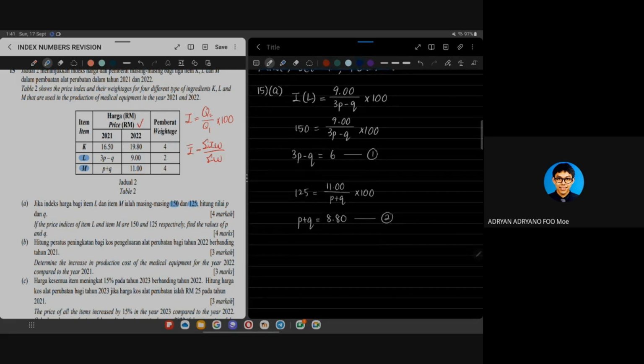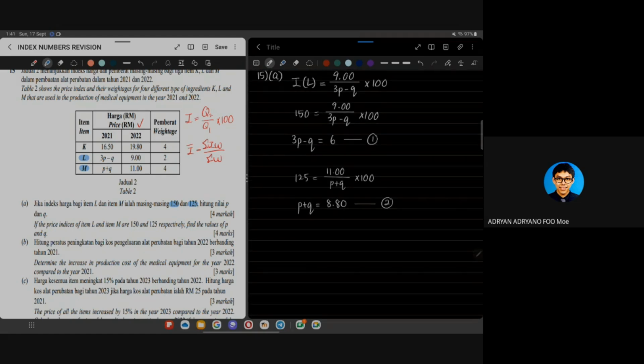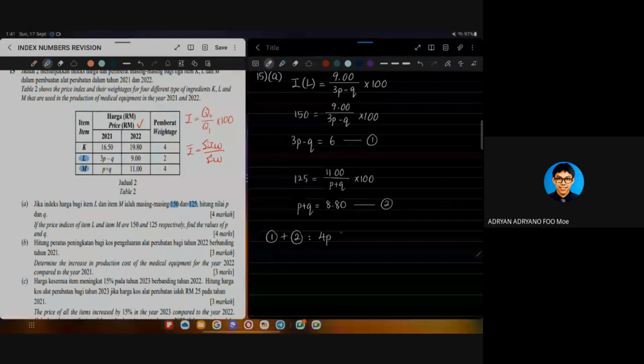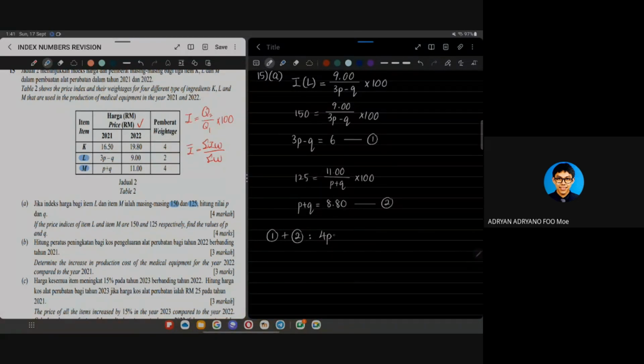Okay, so 1 and 2. So I got 2 equations, so now I can solve simultaneously. 所以最容易的是怎样？最容易的应该是1加2咯。Okay, 1加2。So 4p, 减 q 加 q 没有了，6加 8.8 you will get 14.8. So 4p equal 14.80. P equals to 3.7.